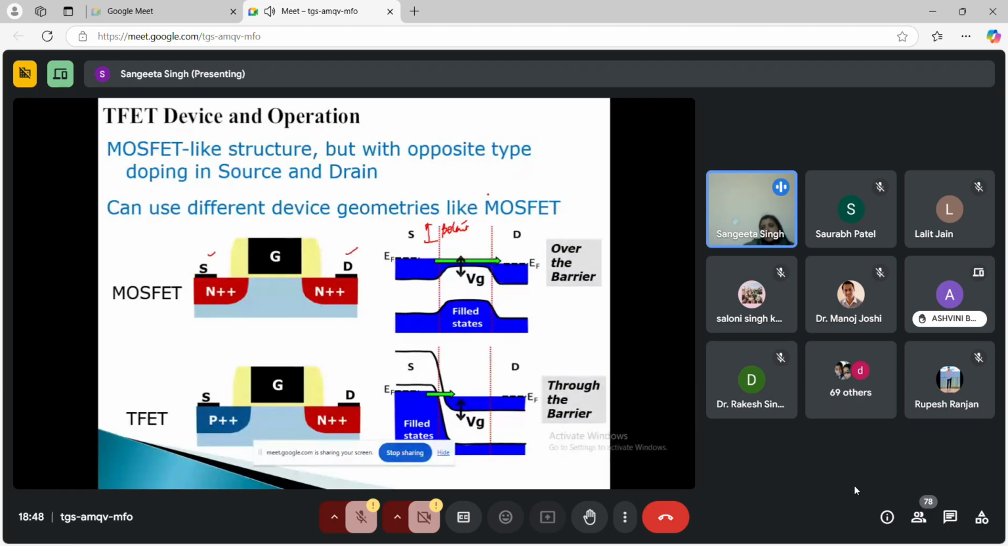But when you're talking about the TFET, it is through the barrier. Although the electron is having energy lower than the potential barrier, still, as the width of this tunneling barrier is very low, say 1 or 2 nanometer, your electron manages to tunnel through this barrier. The electrons will tunnel from source to channel, and it will get collected at the drain side. This is the very simple mechanism of your tunnel field effect transistor.